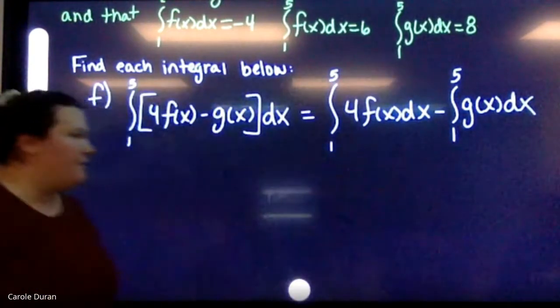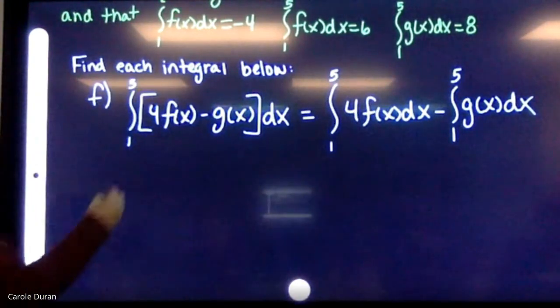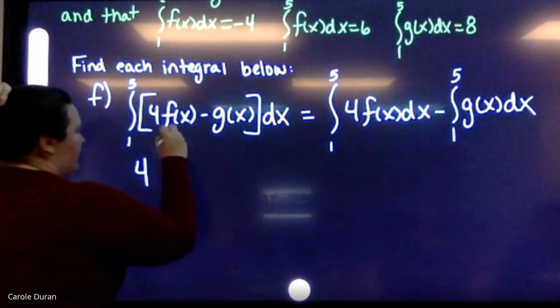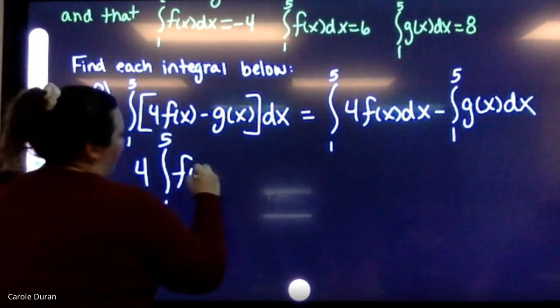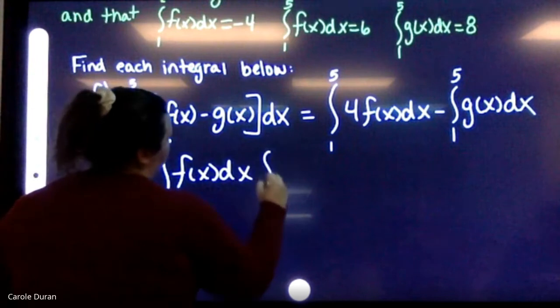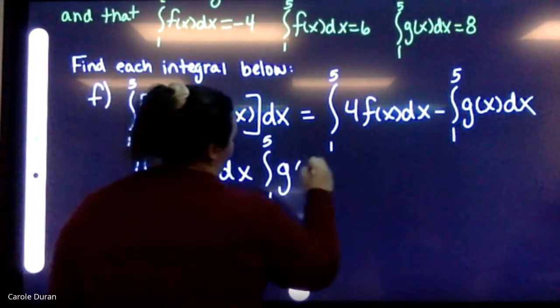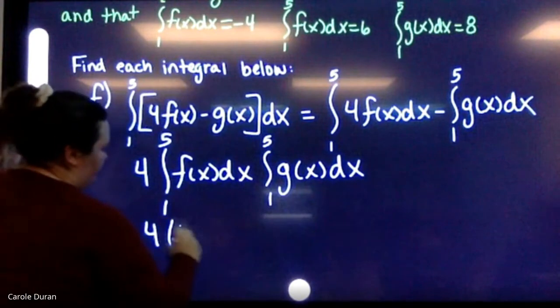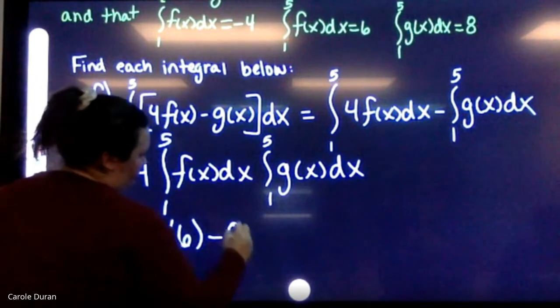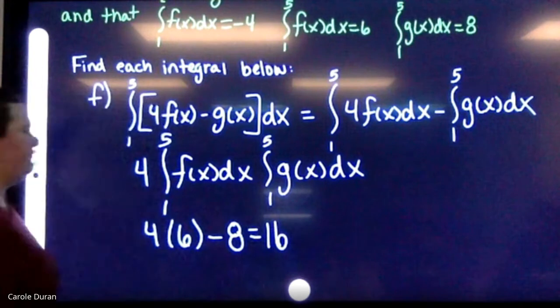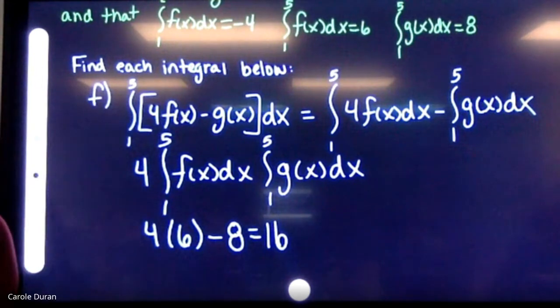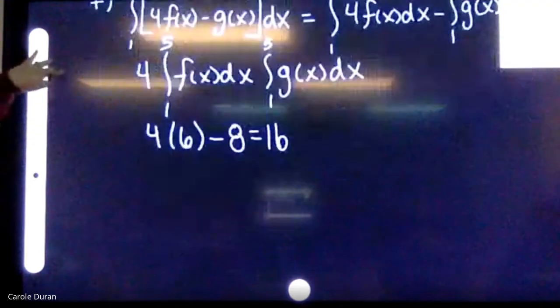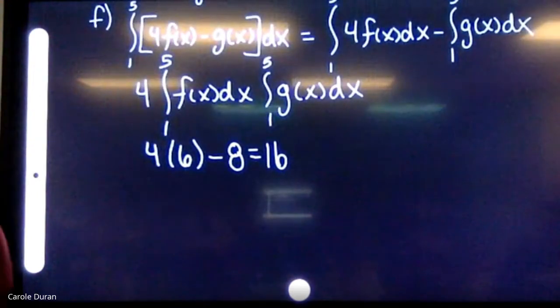Deanna, what can I do with that 4 now? Put them in the front. So this becomes 4 times the integral from 1 to 5 of f of x dx minus the integral from 1 to 5 of g of x dx. And then I fill in the information that I have. I just moved it up.